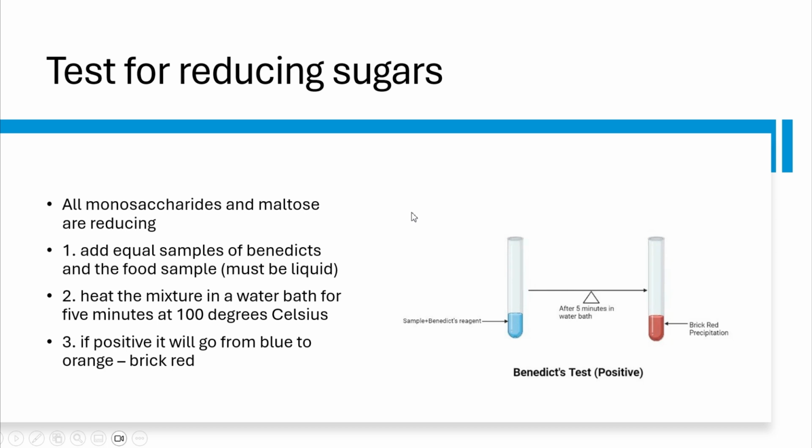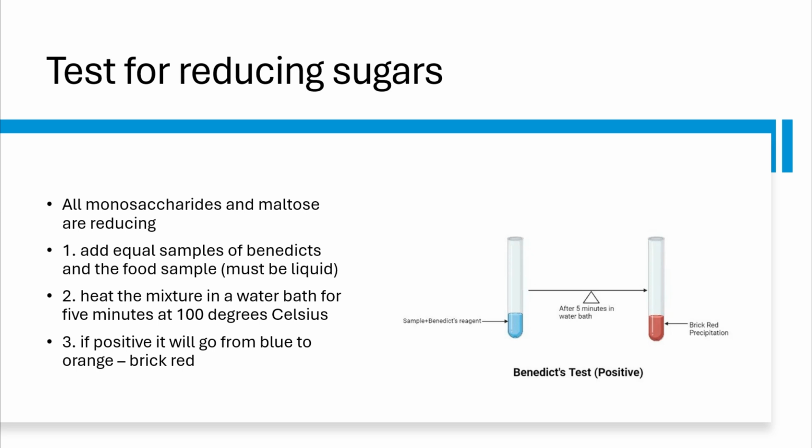Okay, cool. The tests, I think this is the final thing. So all monosaccharides and maltose are reducing sugars. So memorize that. Monosaccharides and maltose, they're reducing. To do the test, you add equal samples of Benedict's and the food sample, and they must be liquid. You need to remember this. So they must be liquid.